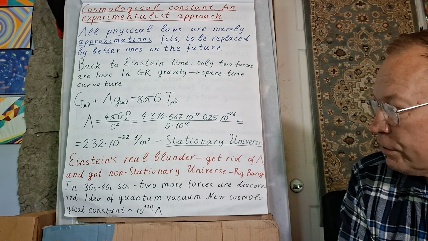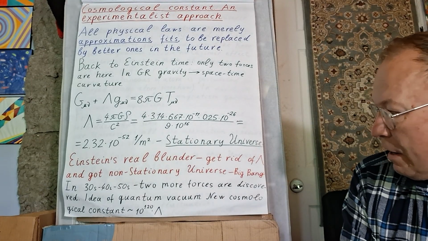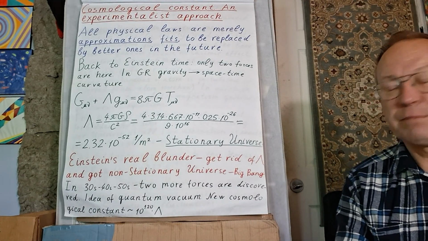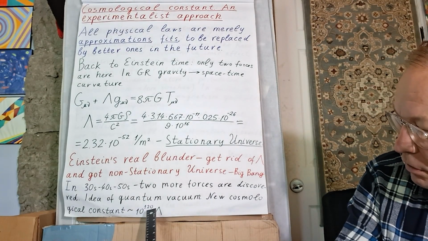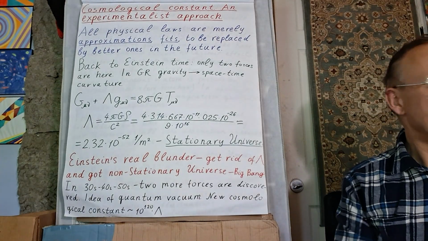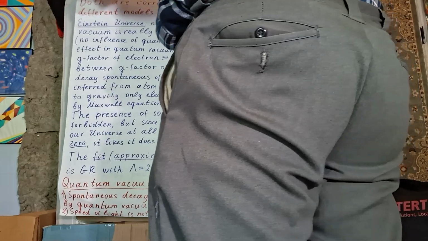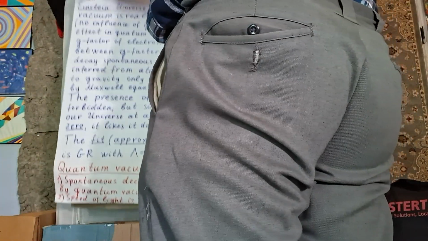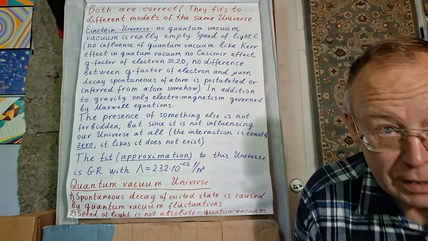In the 30s, 40s, 50s, two more forces were discovered. The idea of quantum vacuum appeared, and it turned out that the quantum vacuum has enormous energy, and it should be another new cosmological constant, 10 to the power of 120 times lambda. Very, very big one. Which one is correct? The answer is both are correct.